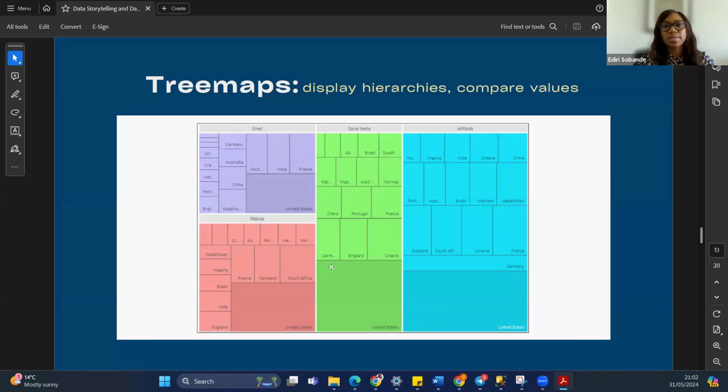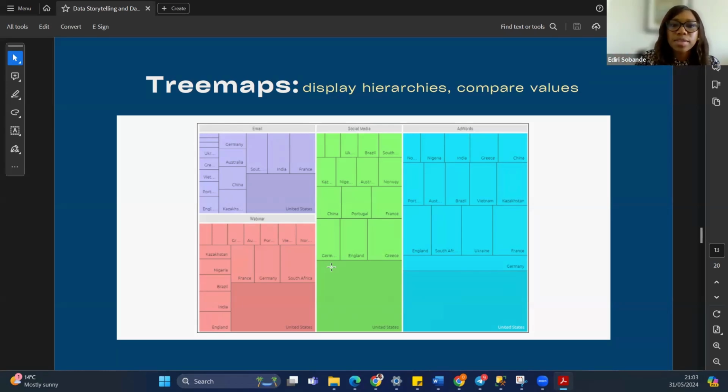Tree maps. Yes. Tree maps are good to display hierarchies. So in this case, for instance, they have different channels: email, social media, and AdWords. What your tree map will do for you is show different hierarchies, and you can compare values at a glance.